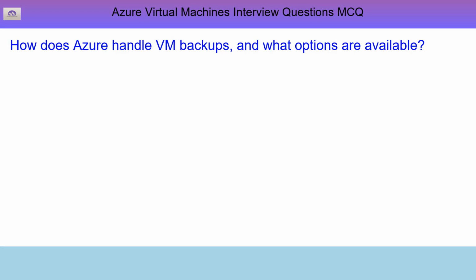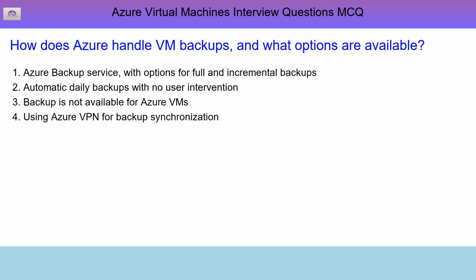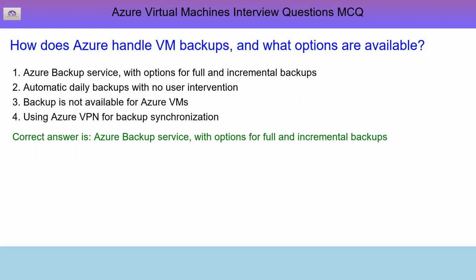How does Azure handle VM backups, and what options are available? Here are your options. 1. Azure Backup Service, with options for full and incremental backups. 2. Automatic daily backups with no user intervention. 3. Backup is not available for Azure VMs. 4. Using Azure VPN for backup synchronization. The correct answer is Azure Backup Service, with options for full and incremental backups.